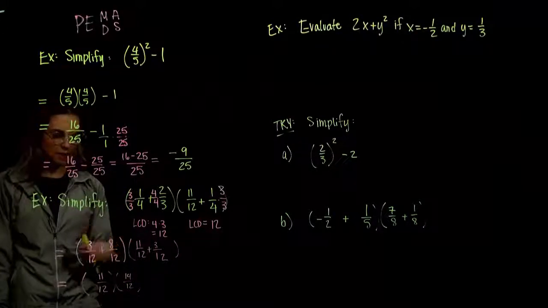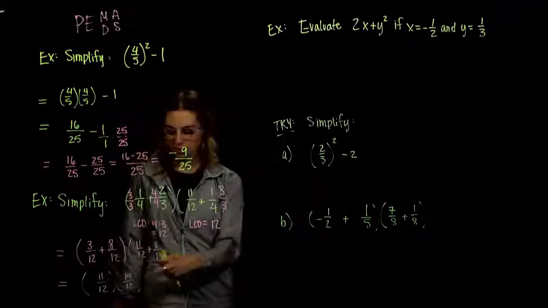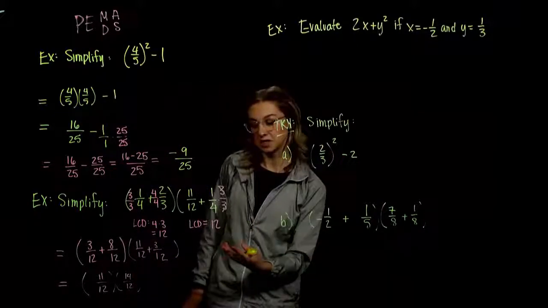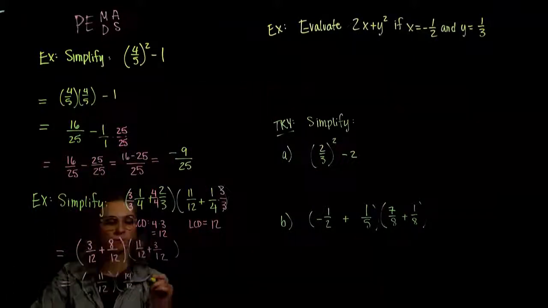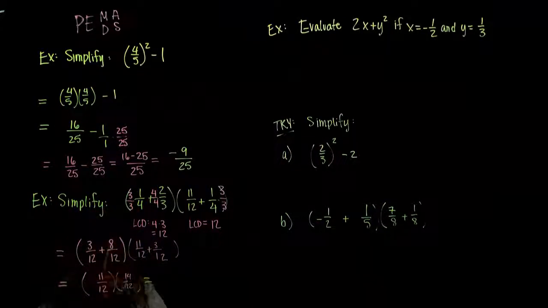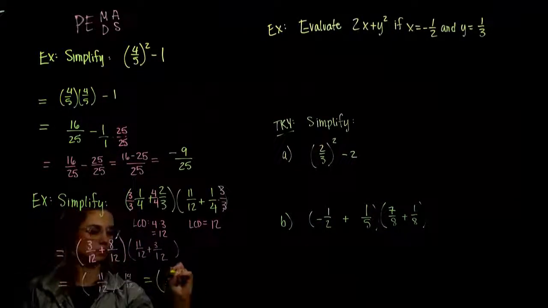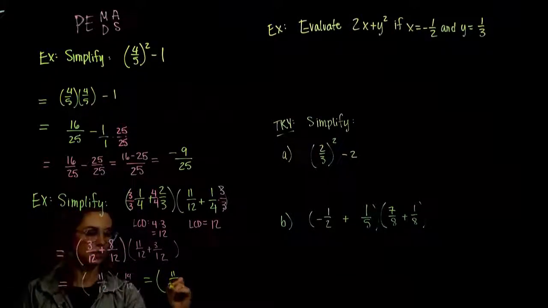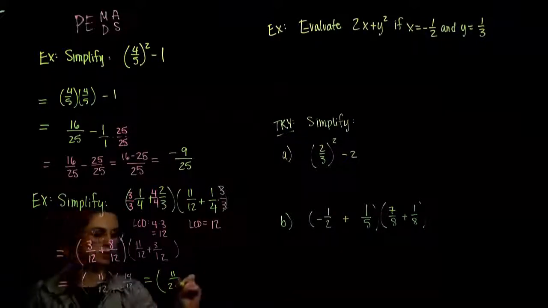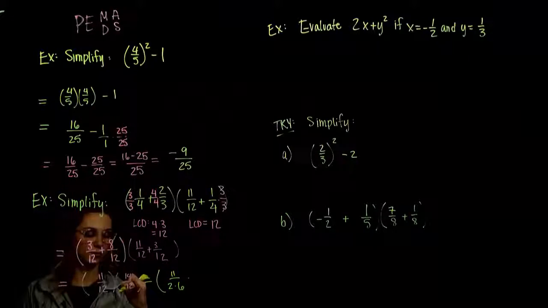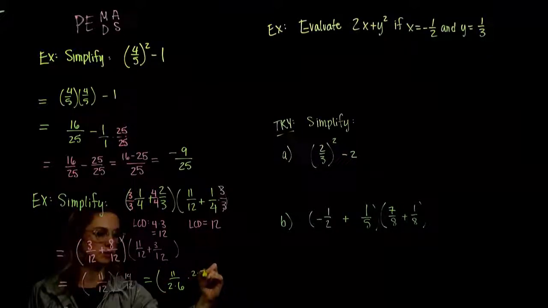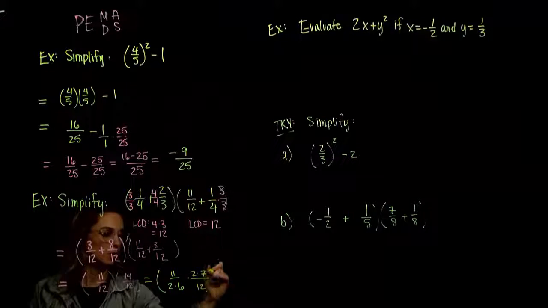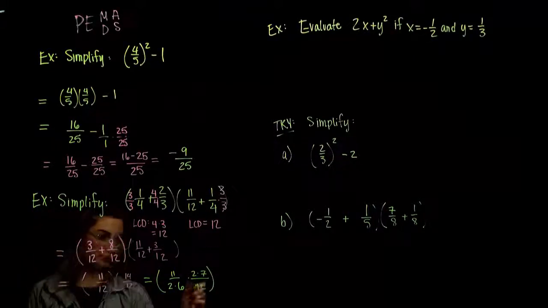Are there any common factors top and bottom between 14 and 12? Yes. So let's break it up into some of the factors and see what will cancel. 11 is prime. We can't break that one up. But 12 and 14 share one in common, a 2. So let's break up 12 into 2 times 6, and 14 into 2 times 7. We won't have to touch that other 12 because it doesn't share anything else in common with the numerator. So all that we can reduce here is the 2.